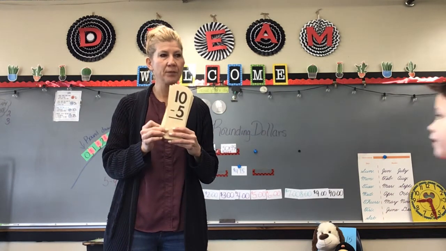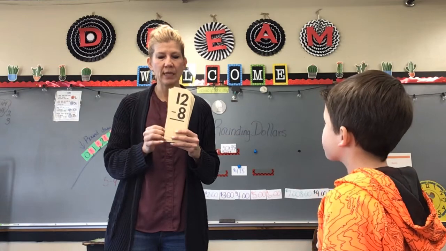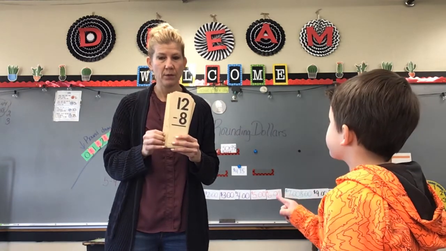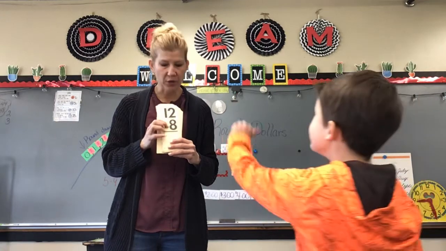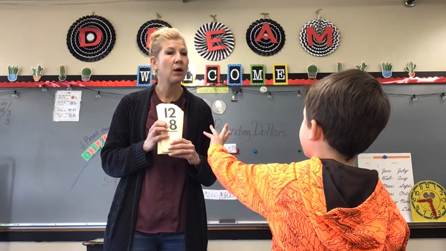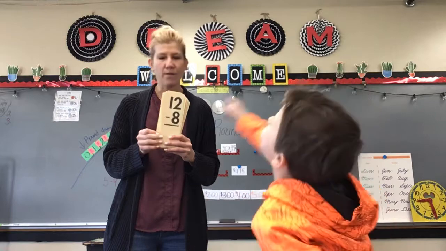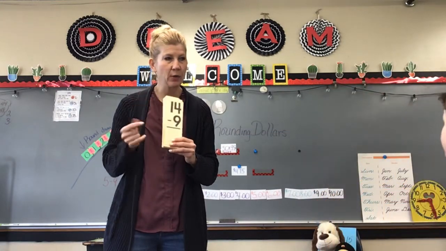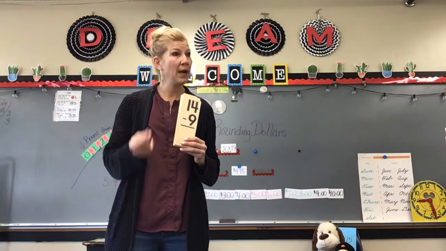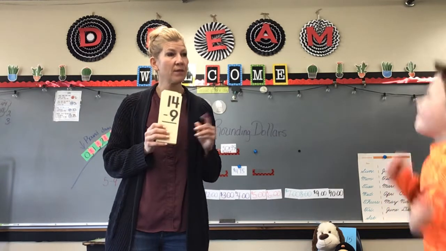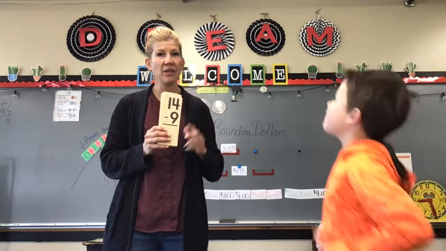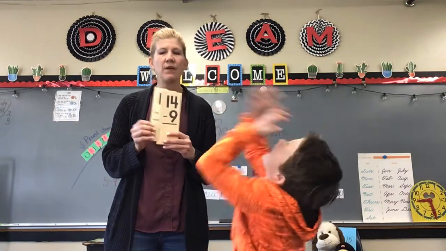10 minus 5. 5. 12 minus 8 equals. Remember, start at 9, next 10, 11, 12. How many is that? 4. 4. 14 minus 9 equals. This is what we just did. 14 minus 9 equals 5. You should have said 5. Here we go.